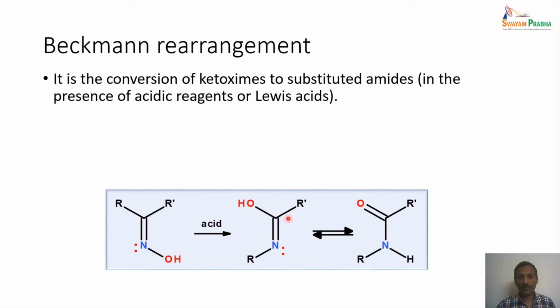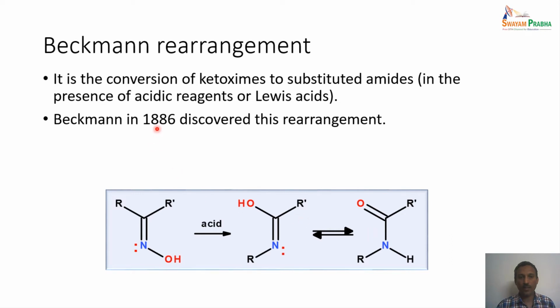So here is an example which is shown here. This is the ketoxime, which is formed from the ketone and hydroxylamine. In the presence of an acid, this ketoxime undergoes the Beckmann rearrangement to give the corresponding amide derivative, a substituted amide.